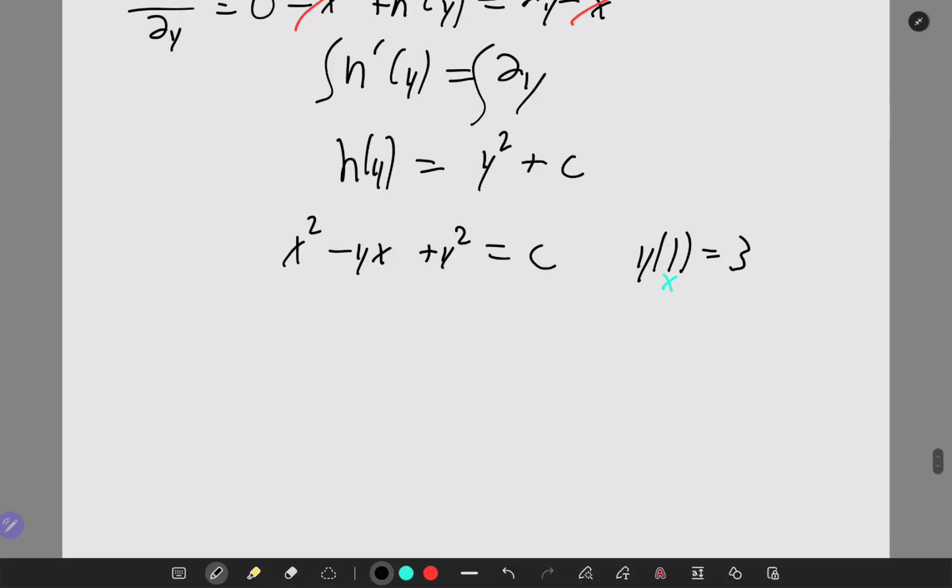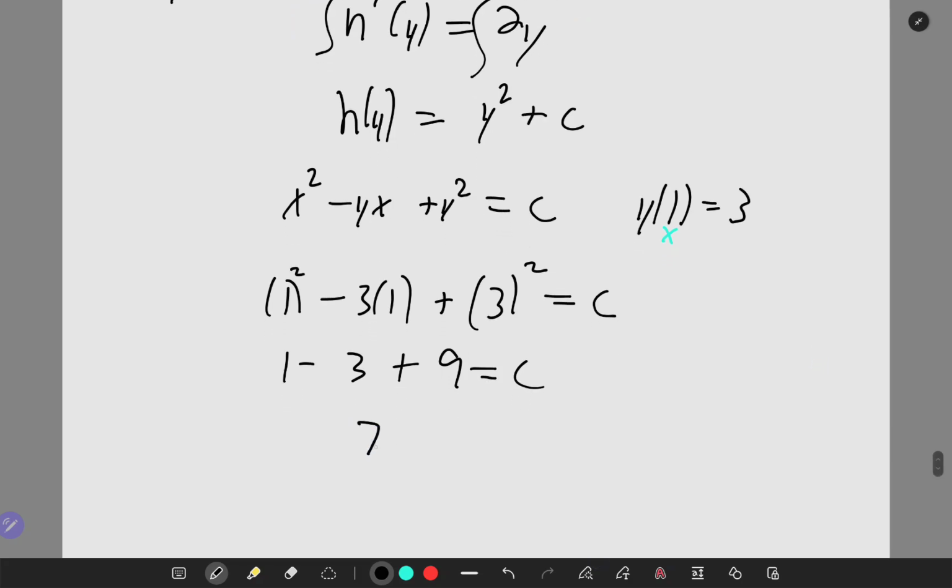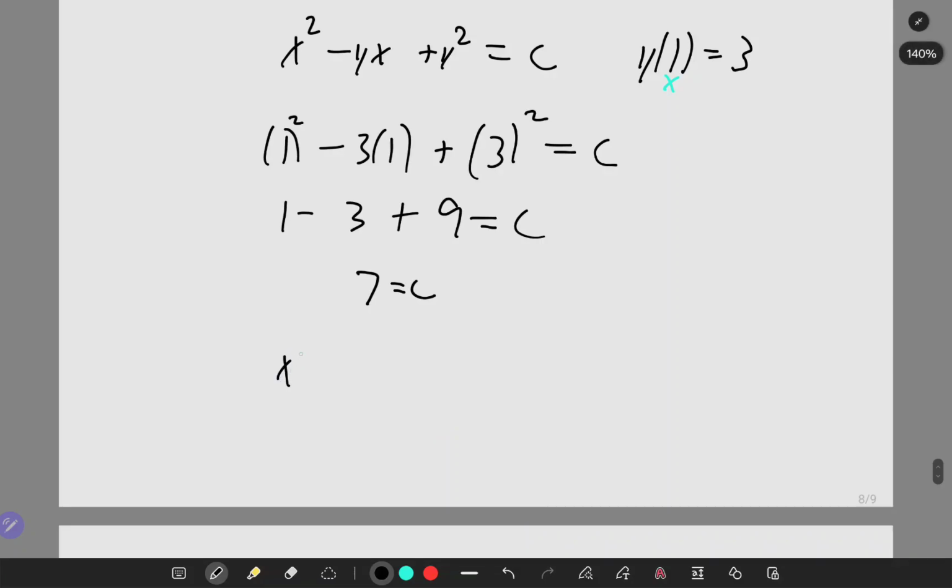All right, so 1 squared minus y is 3 times 1 plus 3 squared is equal to c. Well, that's just 1 minus 3 plus 9. 9 minus 3 is 6, plus 1 is 7. So now we can just plug that back in. Now this is our answer right here. That is our general solution.